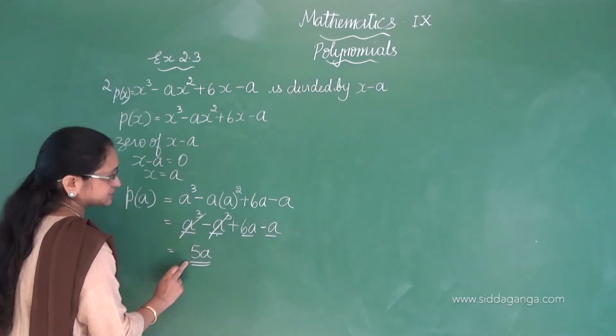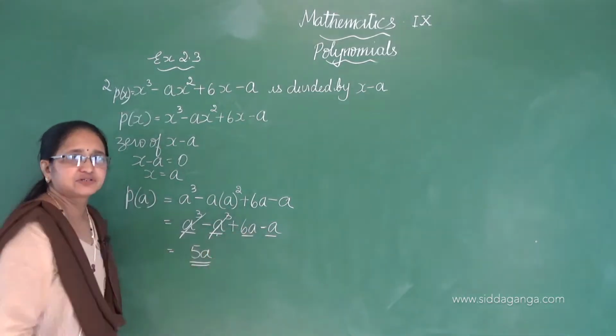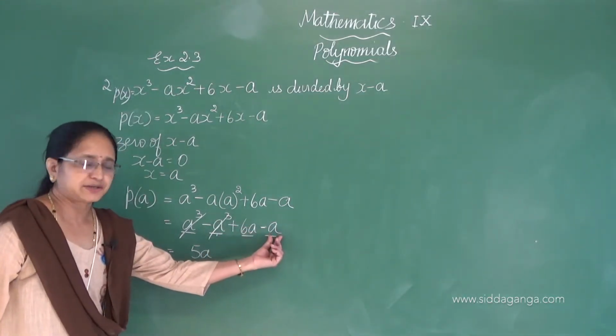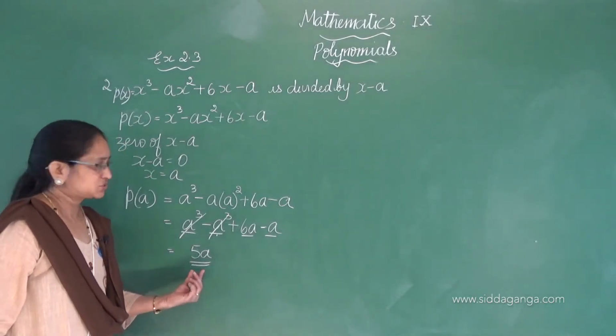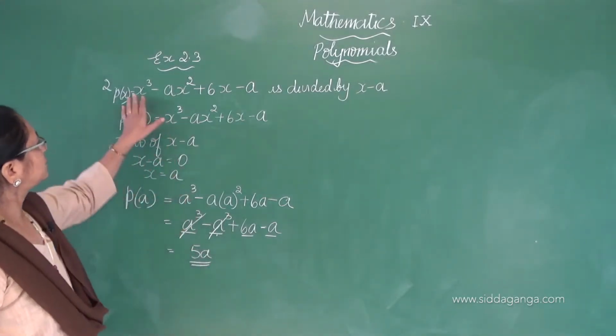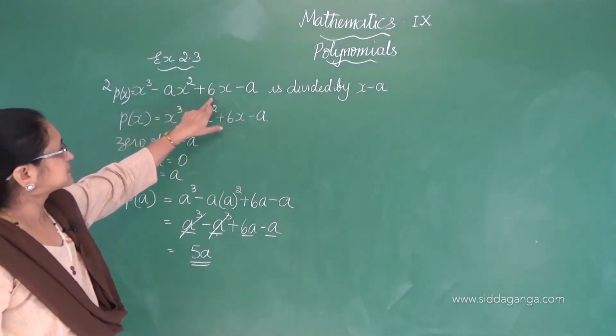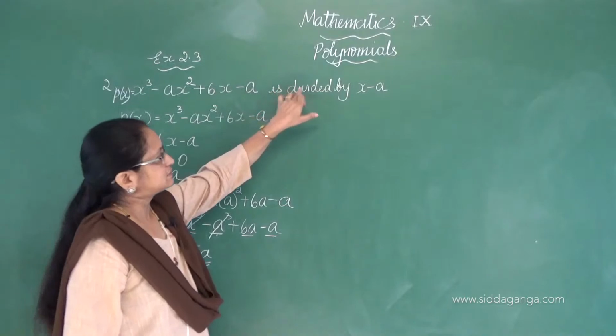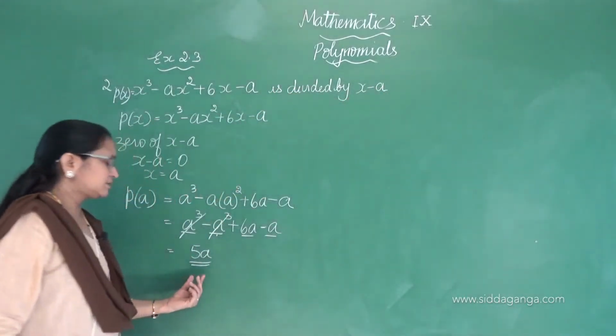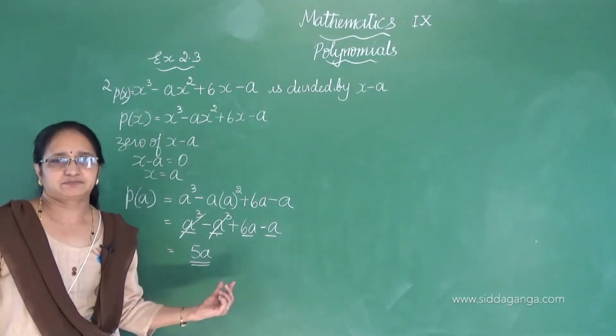Plus 6a minus a, so you will get 5a. So this is the remainder when you divide this x cube minus ax square plus 6x minus a by x minus a. The remainder is 5a.